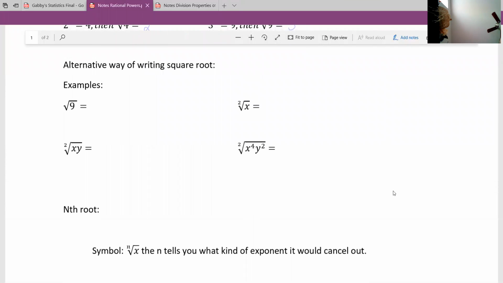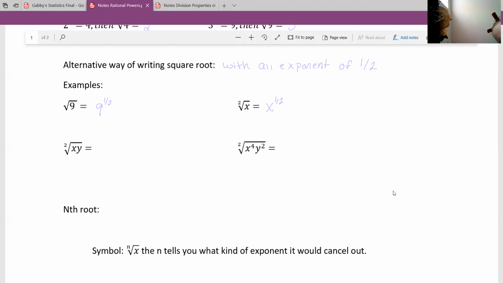Now there's an alternate way to write the square root, and that is with an exponent of 1/2. So for example, if I have the square root of 9, that's the same thing as 9 to the power of 1/2. Square root of x is x to the power of 1/2.